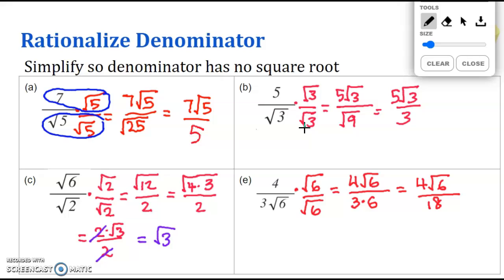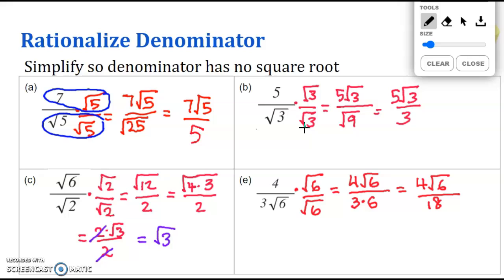Now C, 6 root 6 divided by root 2. You multiply by root 2 over root 2. Multiplying across, you get root 12 in the top and 2 at the bottom, because root 2 times root 2 is root 4, which is the same as 2. Now we can break the square root of 12 as square root of 4 times 3, and square root of 4 is the same as 2, multiplied by root 3, and then divide that by 2. You know that 2 is being multiplied to root 3 and then divided, so you can cancel that out and you get root 3 as your final answer.